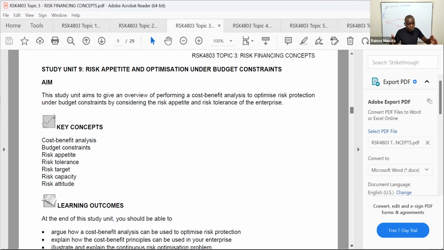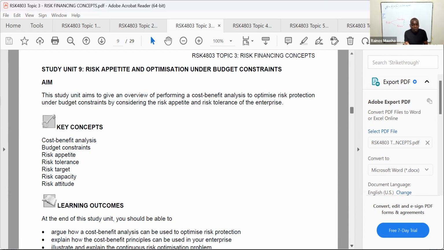Because if you're able to have that relationship where you are maximizing your benefits and you're minimizing your costs, what does that mean? It means you're able to maximize the value of the firm. And remember, we said the goal of the firm is to maximize shareholders' wealth. So for you to be able to maximize shareholders' wealth, you need to be able to maximize the difference between your benefits and your cost and your risk as well. So that's the main message coming from study Unit 9.